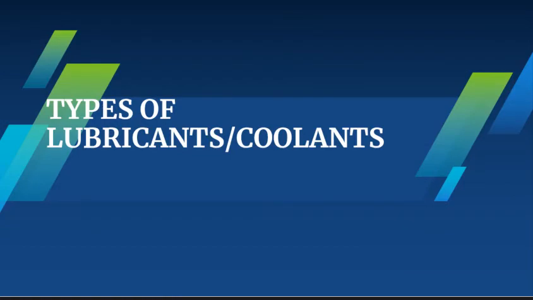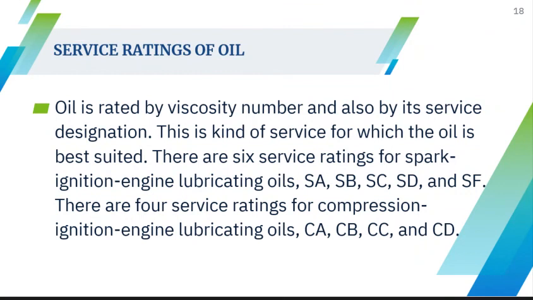So there are also different types of lubricants and coolants. We have the first one, the service ratings of oil. Oil is rated by viscosity number and also by its service designation. This is the kind of service for which the oil is best suited. There are six service ratings for spark ignition engine lubricating oils. We have the SA, SB, SC, SD, and SF. There are four service ratings for compression ignition engine lubricating oils. We have the CA, CB, CC, and CD.